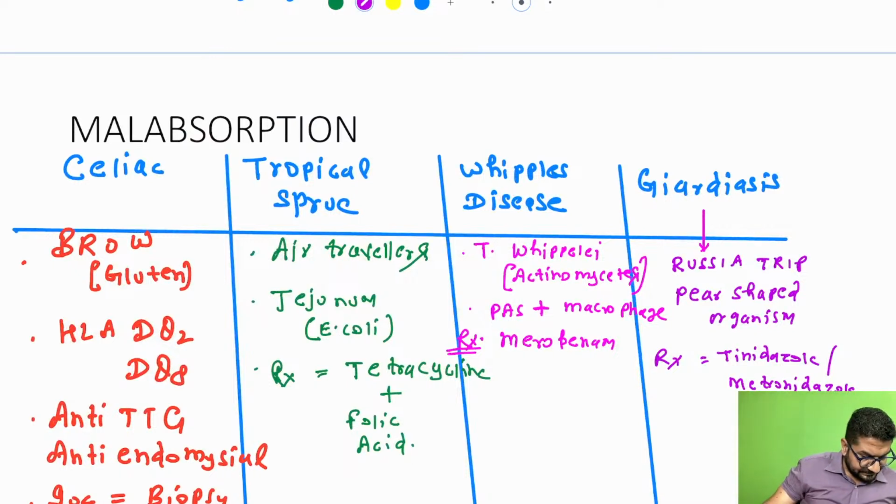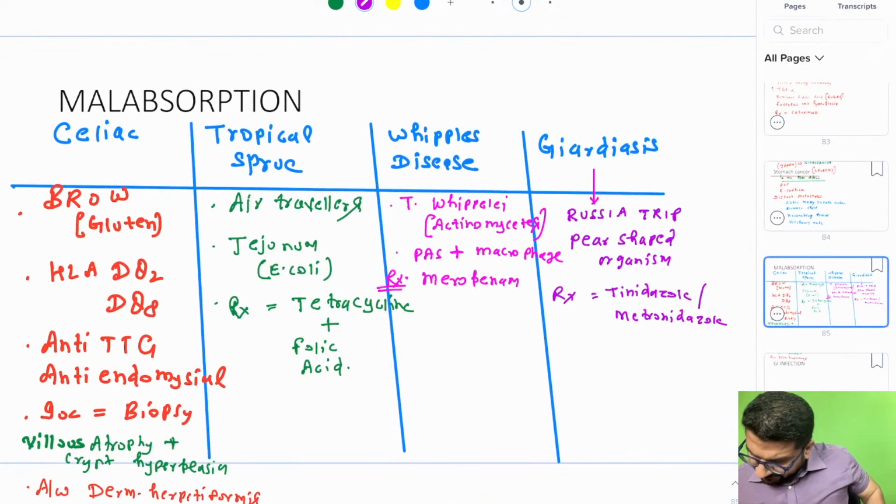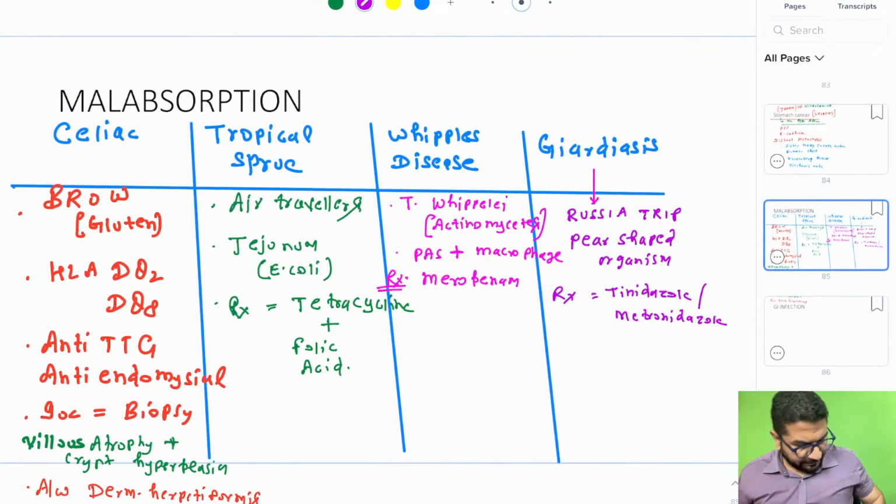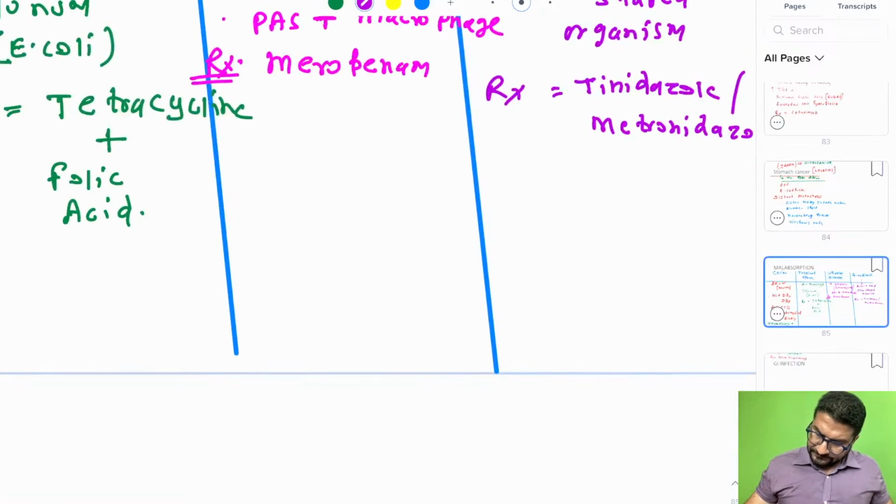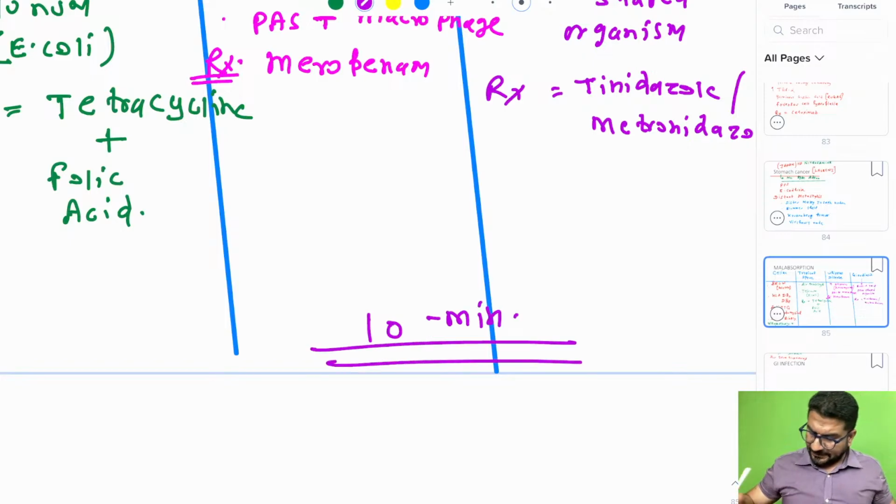Done? Am I clear? Yes. Okay, so this is about your malabsorption syndrome which you have to remember. Okay, take a short break of 10 minutes. उसके बाद start करते हैं. We will continue with the GIT part and other systemic parts, right? We'll start at 17:25.